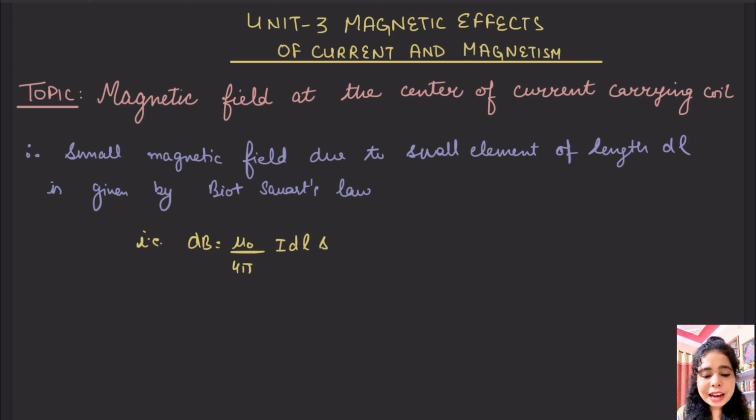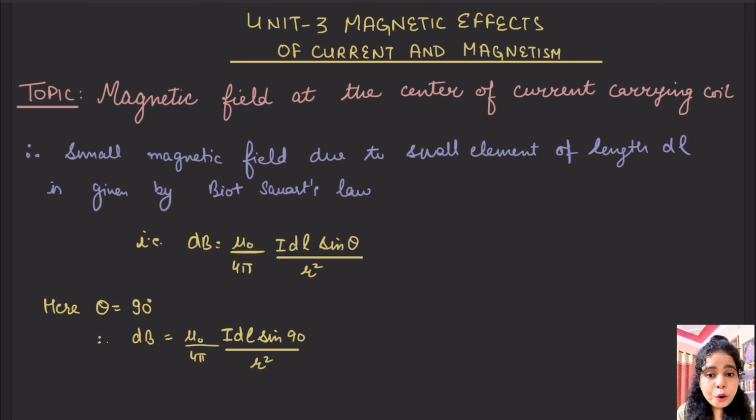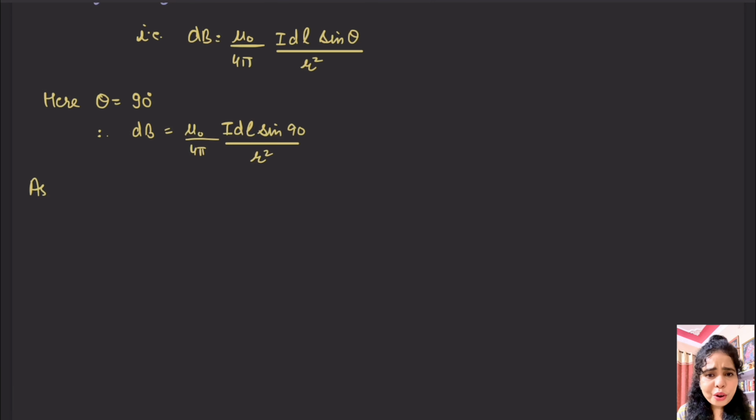dB is equal to mu naught upon 4 pi Idl sine theta upon r square, where mu naught is the permeability of free space. Now here, as we have already discussed with the help of the animation, theta is equal to 90 degrees, therefore our expression turns out to be dB equal to mu naught upon 4 pi Idl sine 90 upon r square. We are aware of the value of sine 90, that is, sine 90 is always equal to 1. Therefore we substitute this value in the above equation, and we have dB equal to mu naught upon 4 pi Idl upon r square.